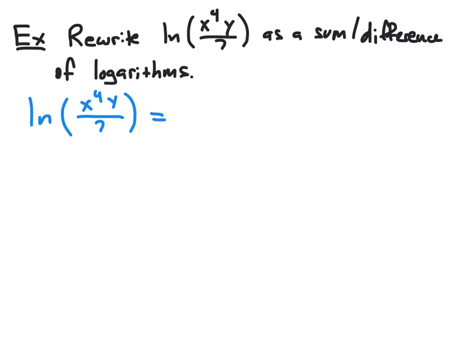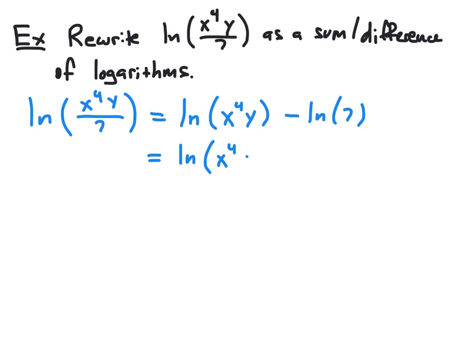So we first apply the quotient rule, and this will give us the natural log of the numerator, x to the fourth y, minus the natural log of the denominator, natural log 7. The first natural log here is the natural log of a product, x to the fourth times y. And so we'll use the product rule on the first term. This will be the natural log of x to the fourth plus the natural log of y. And again, the negative natural log of 7 comes along for the ride.